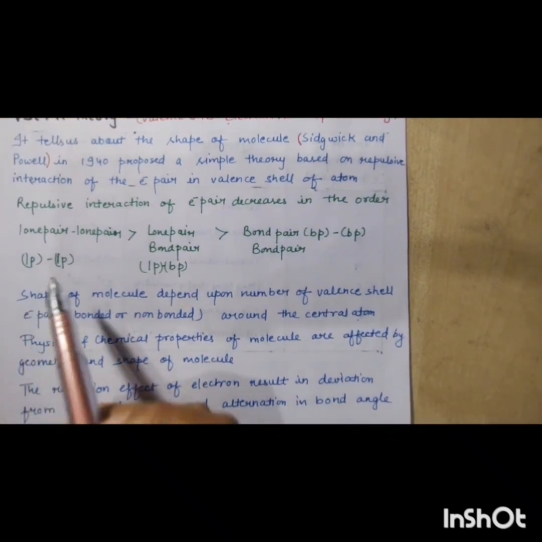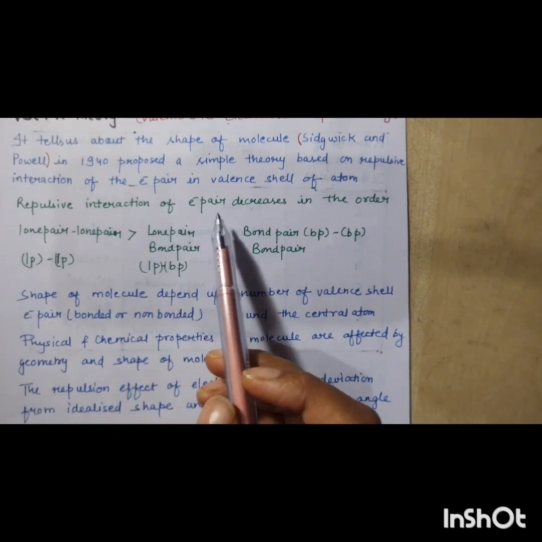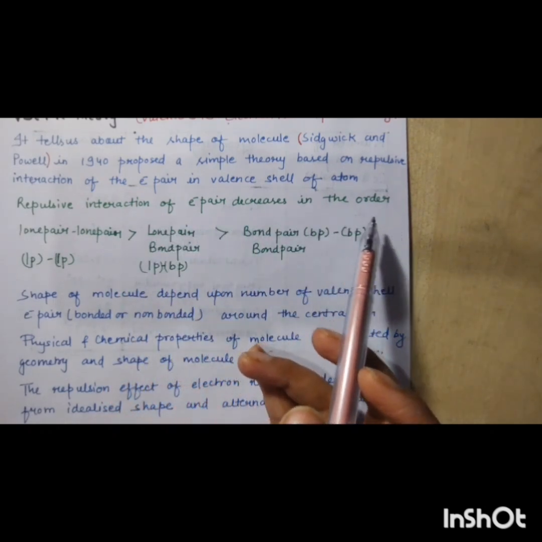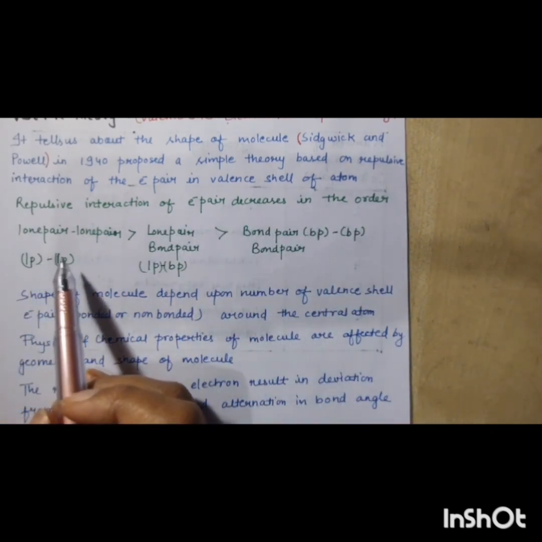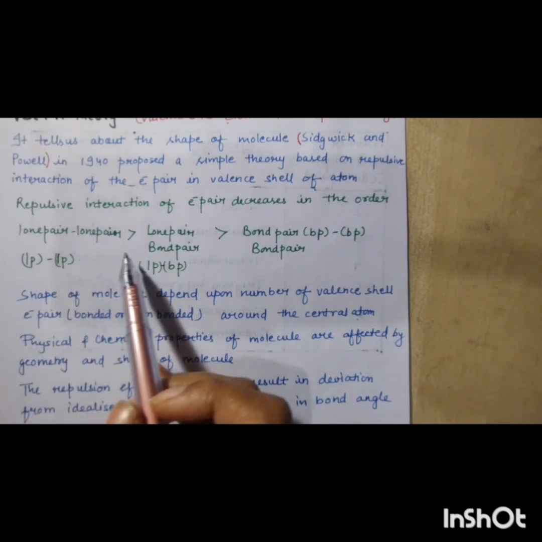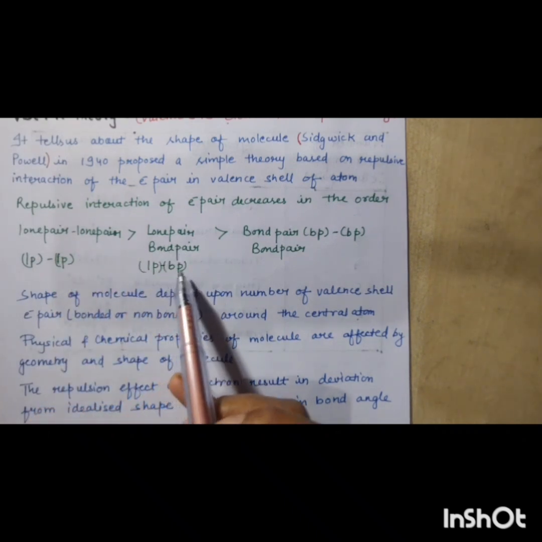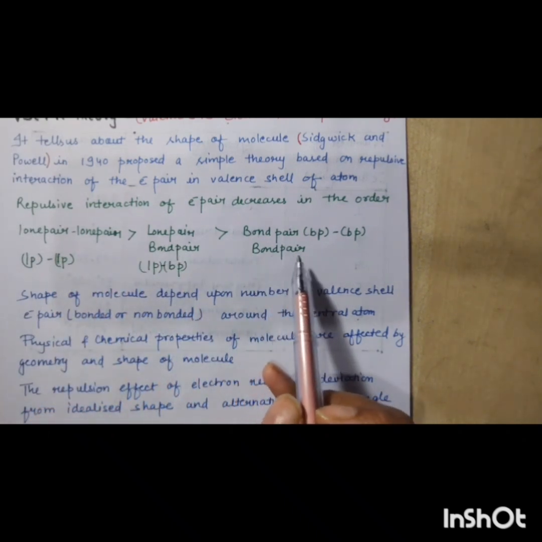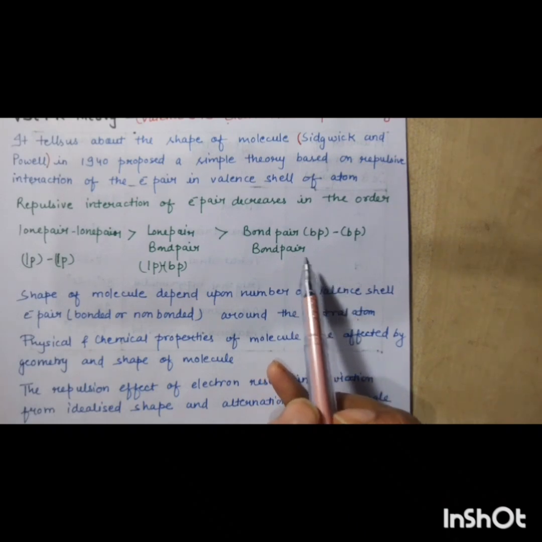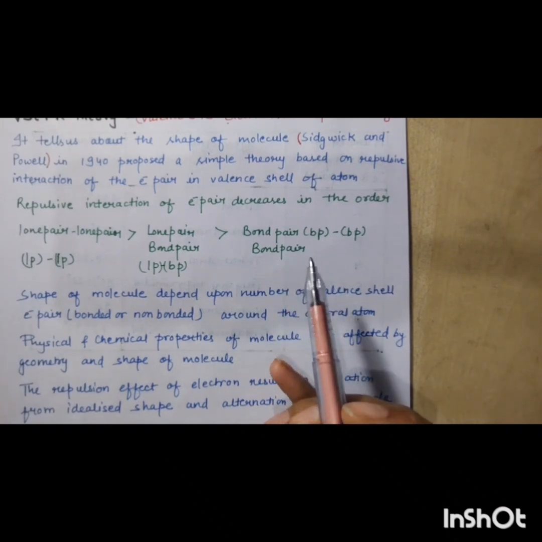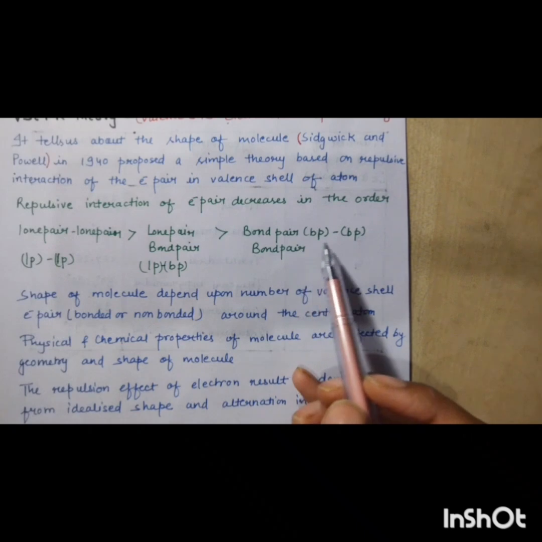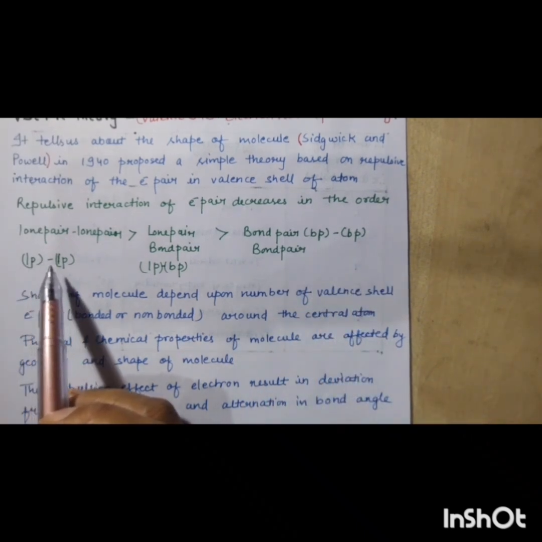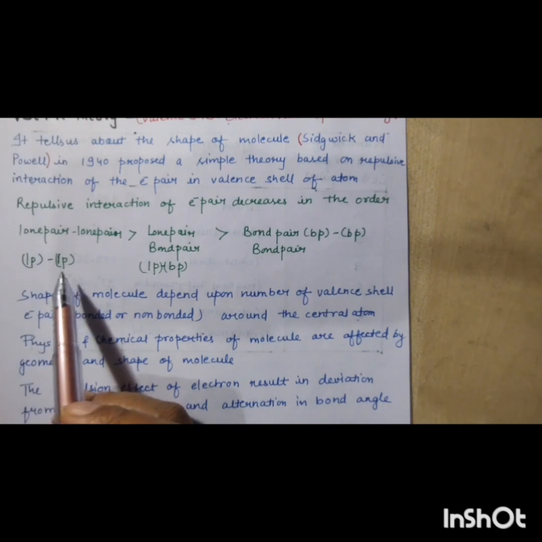Next, the repulsive interaction of electron pairs decreases in the order: lone pair-lone pair greater than lone pair-bond pair greater than bond pair-bond pair. This means minimum repulsive interaction takes place between bond pairs and maximum repulsion takes place between lone pair and lone pair.